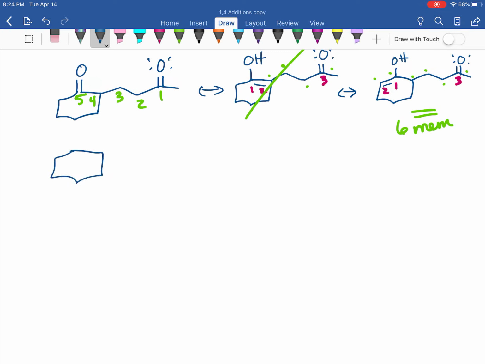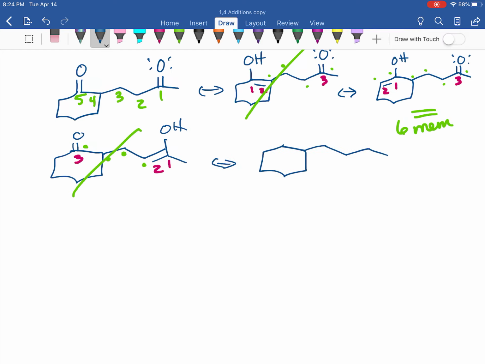Let's see if we've got other options. Can't we have an enol on the other side? Absolutely. Let's draw that one. Okay, 1, 2, 3. I love it. All right, how many in this ring? 1, 2, 3, 4. Probably not going to happen. All right, let's draw the last one then.